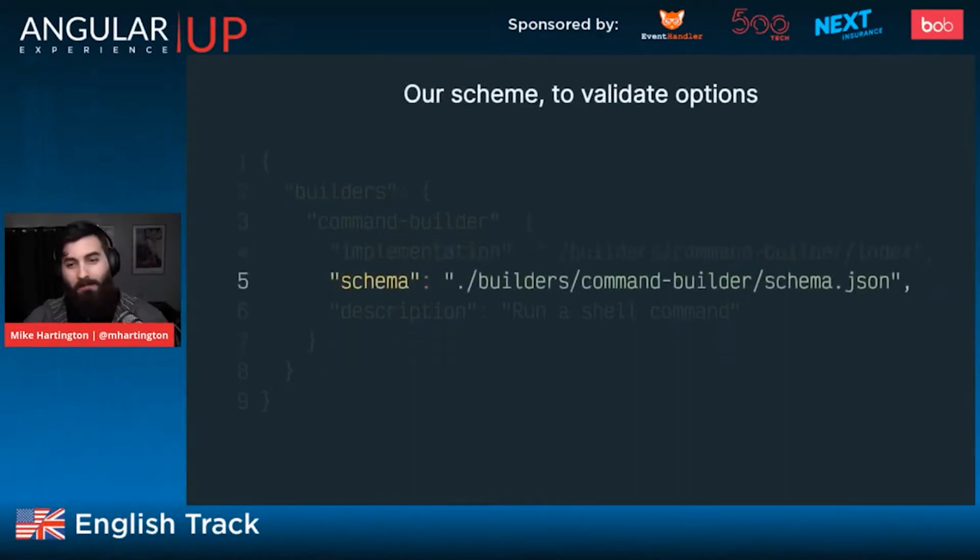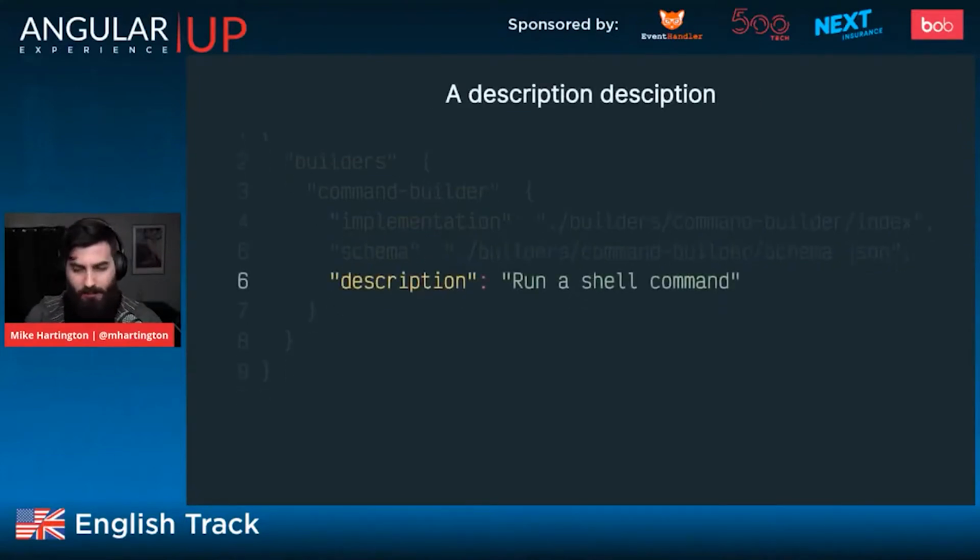We will also provide a schema, essentially just a list of different options, default values, and ways for the Angular CLI to validate that whatever we pass to our builder is correct, and it's something that the builder expects to get. And then finally, because we're good developers and we would like to make sure that our code is clear in its intention, we'll add a description. In this case, we're just going to build a builder that runs a shell command.